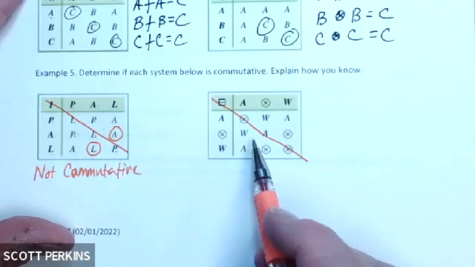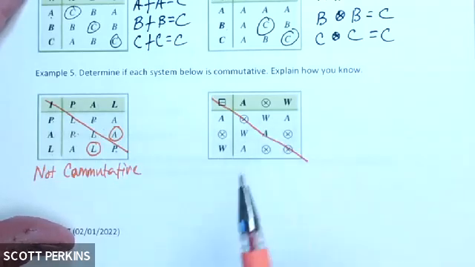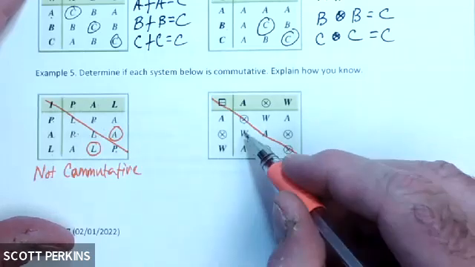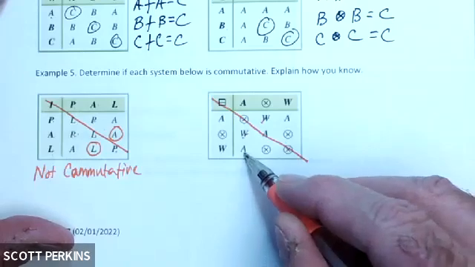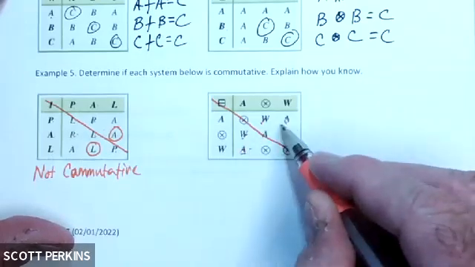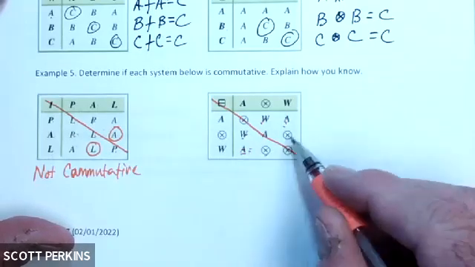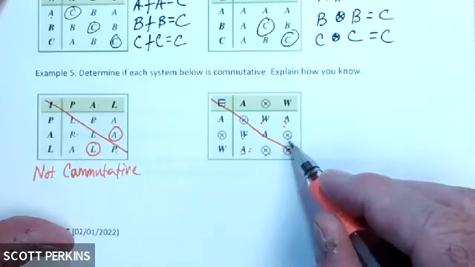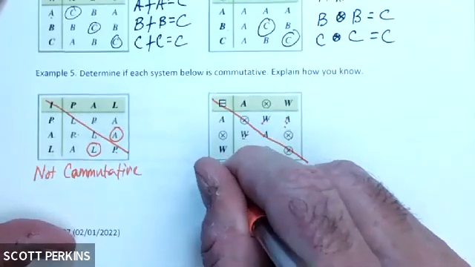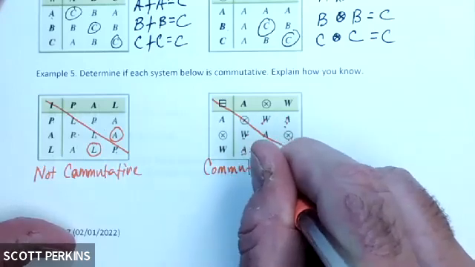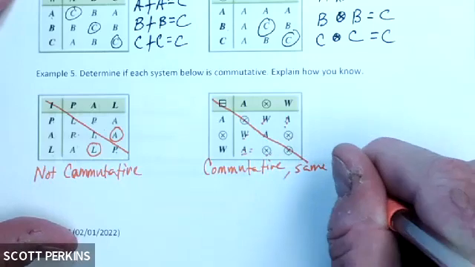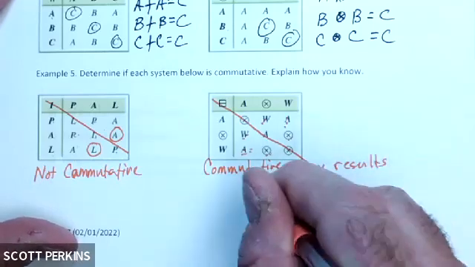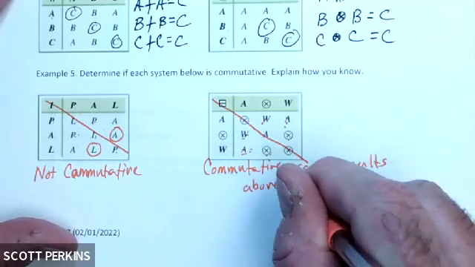So I've drawn the diagonal. Do I have the same thing above and below the diagonal on this one? Yes. In case you can't see it, above and below, I've got W's right here. Those are the same. I've got A's right here above and below the diagonal. Those are the same. And then I've got circles with X's in them. Those are the same. So this one is a commutative system. And the way I know is I have the same results above and below the diagonal.